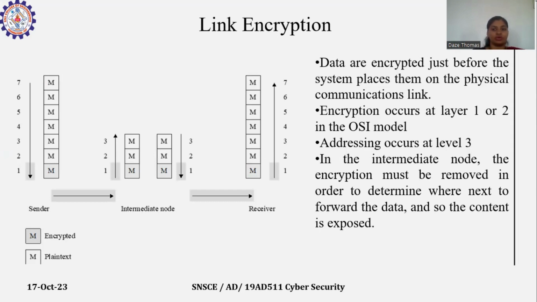In the intermediate node, the encryption must be removed in order to determine where to forward the next data, and so the content is exposed. From the diagram itself, it is very evident that in the first layers alone, the data is in encrypted format. In all other layers, it is in plain text format.